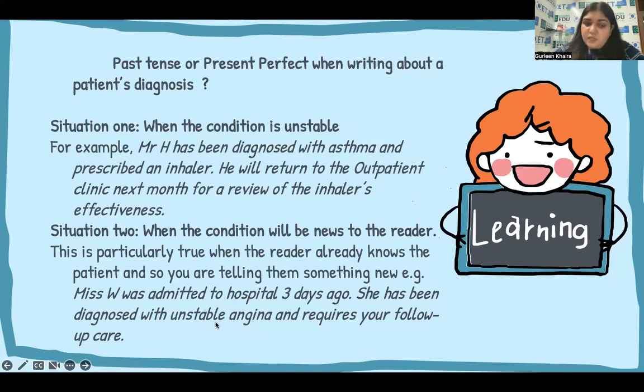She has been diagnosed with unstable angina and requires your follow-up care. So if you are referring your patient back to a reader who knows the patient, then you can use present perfect to give the piece of information that will be new to them. Something they would already know till the time the patient was in their care. When the patient was referred to you and starts their care with you, after that, there will be some information that will be unknown to the recipient, to the reader. That information you can present in present perfect.